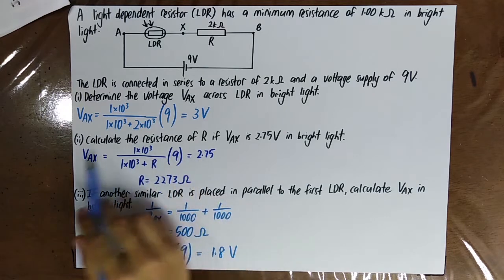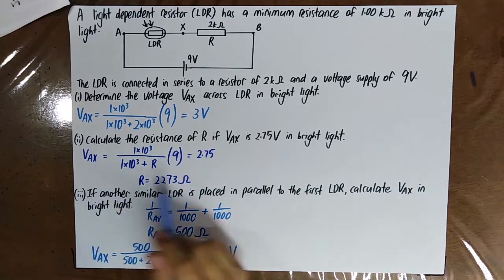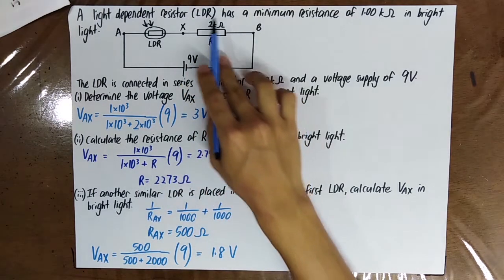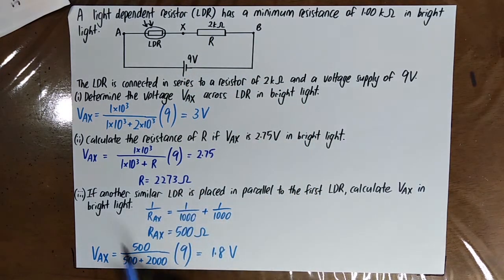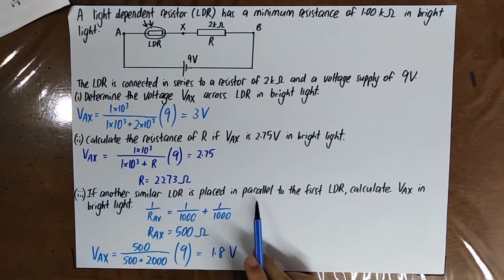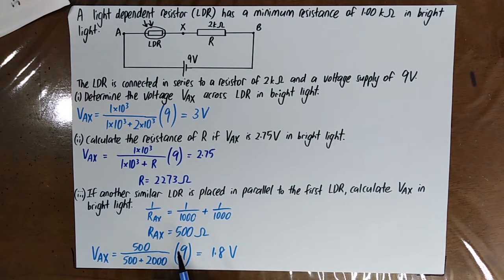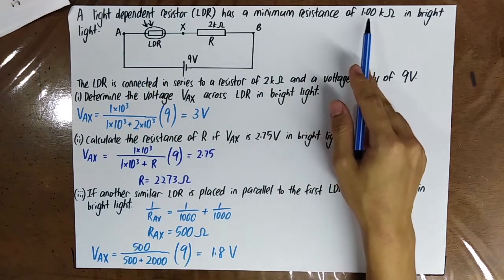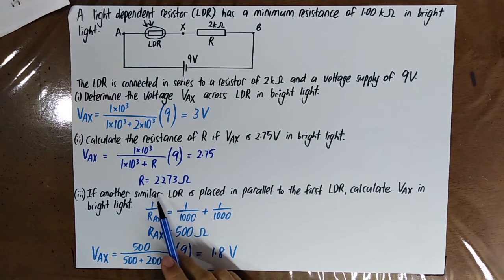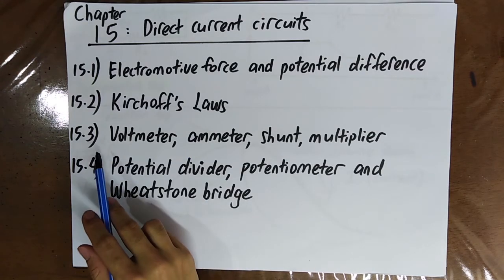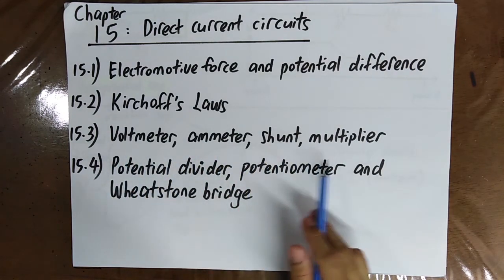Okay, so once again you use the equation for the potential divider. So now you know that the resistance of this resistor is 2273 ohm. If another similar LDR is placed in parallel to the first LDR, please calculate the VAX in bright light. You know that the resistance of one LDR is 1 kilo ohm. And then when there are two similar LDRs connected in parallel, the equivalent resistance is now 500 ohm. Okay, and then once again you use the equation for the potential divider to find the potential difference. Okay, in next video we will be talking about voltmeter, ammeter, shunt, and also multiplier.